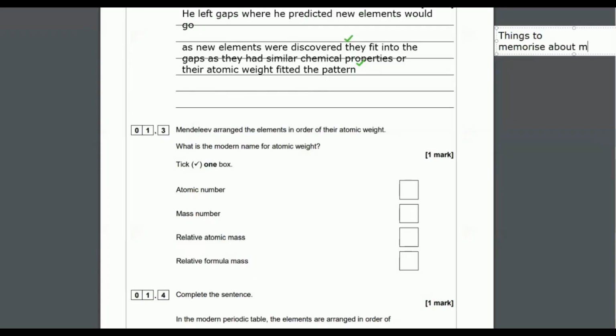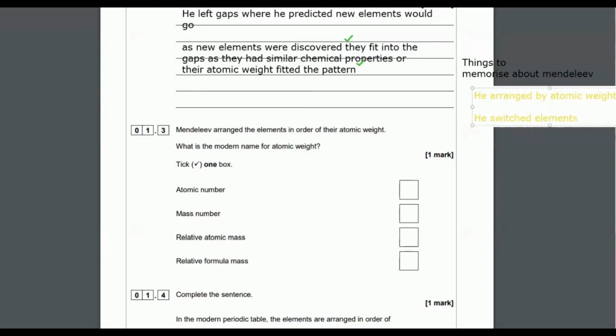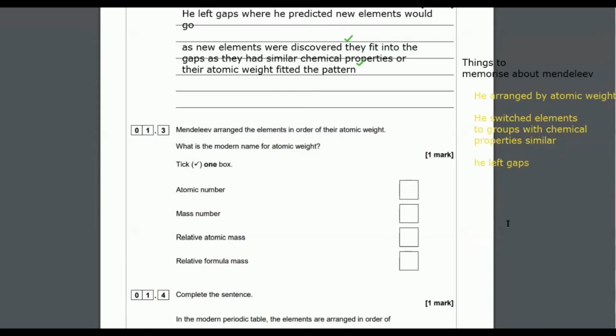So, not memorize, but things to memorize about Mendeleev, about his periodic table. The most important things you need to memorize about Mendeleev's periodic table, put over here. So when you're revising Dmitry Mendeleev, however you say his name, you need to know that he arranged the periodic table just like the people before him by atomic weight. Now, they didn't call it atomic mass then, they called it atomic weight. But what he did do that was clever, he switched elements against their weight when he spotted the chemical properties would be more similar if he moved them into other groups. And this allowed him to leave gaps where later on they discovered elements to fit the gaps.